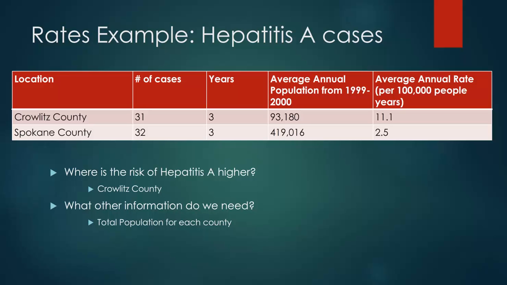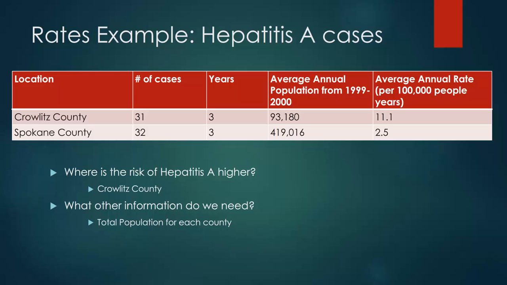So again, let's look at our hepatitis A case example. Hepatitis A cases in Cowlitz and Spokane counties, and all the questions that we asked before were: where is the risk of hepatitis A higher? What other information is needed? To answer those questions, we've added some additional information about the total population in those counties. Notice that although we're now using 2 different sources of data, case counts and population data, we still must use the same time period for each.